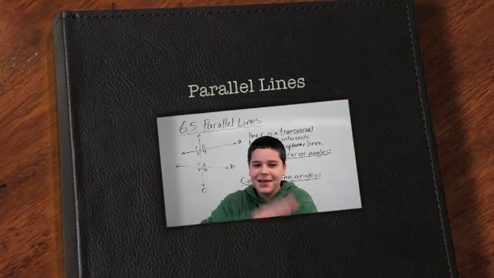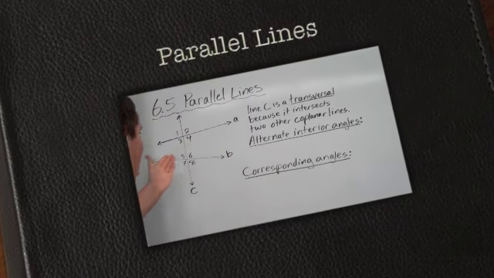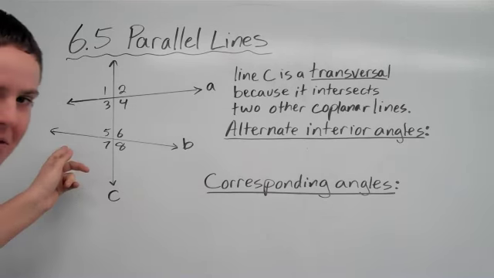6.5 parallel lines, take one. 6.5 parallel lines. The thing is, A and B, they're not parallel.